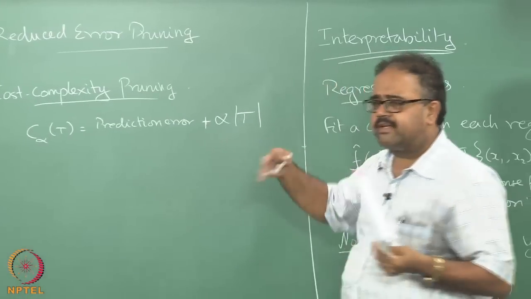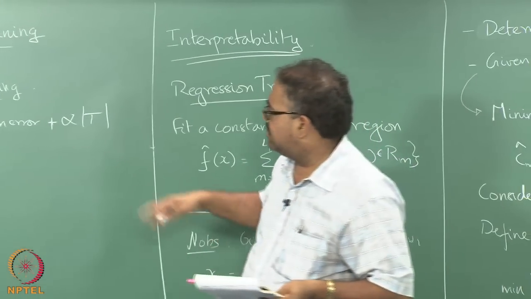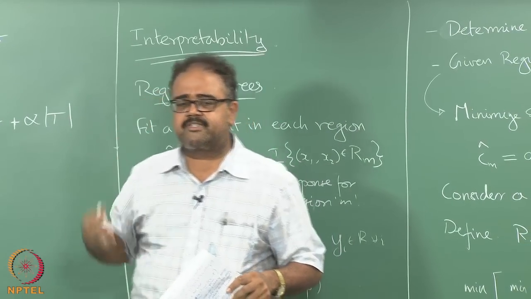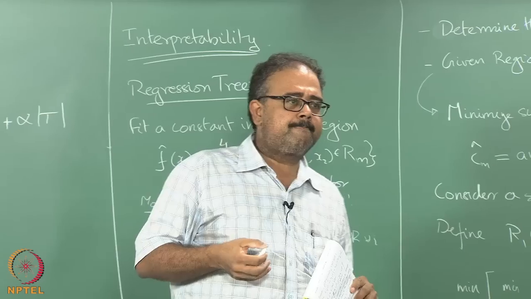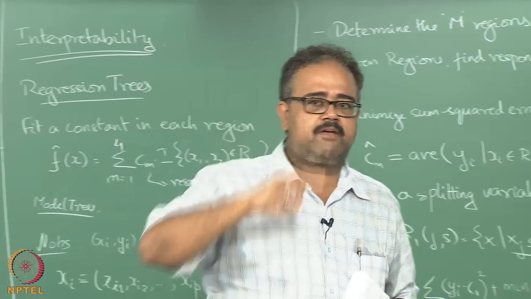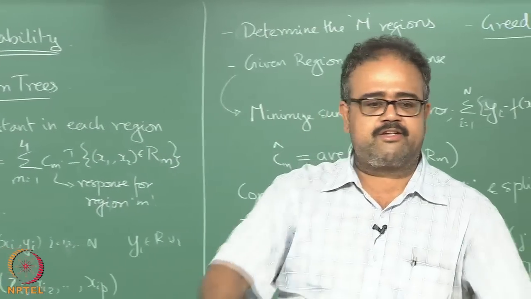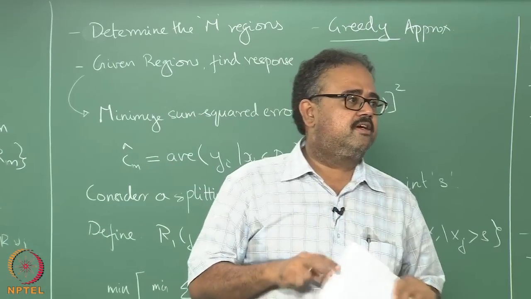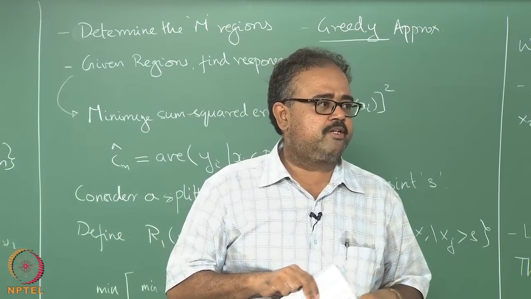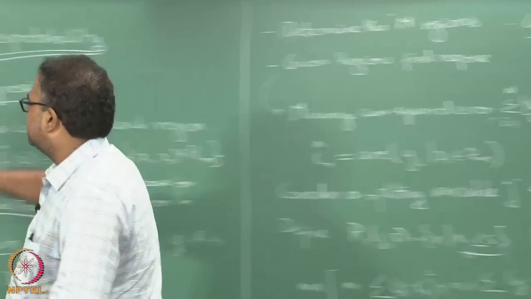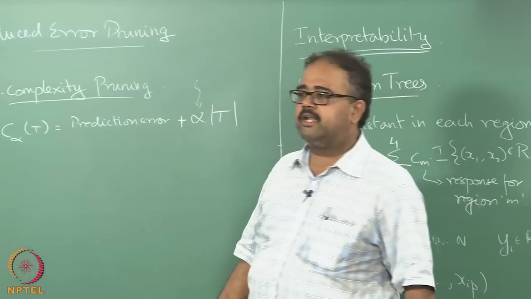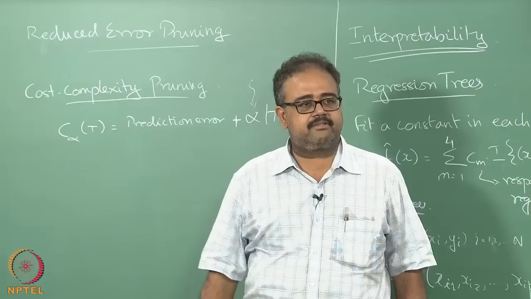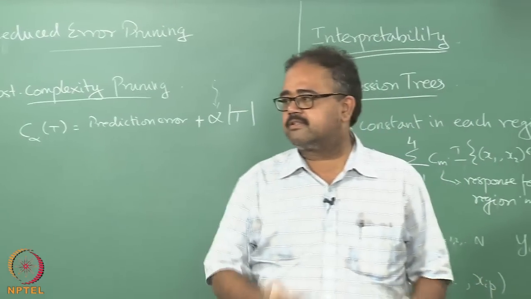So what is the complexity that we are really, so T is a tree and alpha is a parameter, I will come to that. So what is the complexity measure you think is good for a tree? Number of leaves, right? Number of regions you have split it into. So that is the measure that we will use. When I say size of a tree, it is the number of regions that the tree splits the input space into. So alpha is a parameter that controls how small a tree I want. Large alpha means small trees, small alpha means large trees, okay.